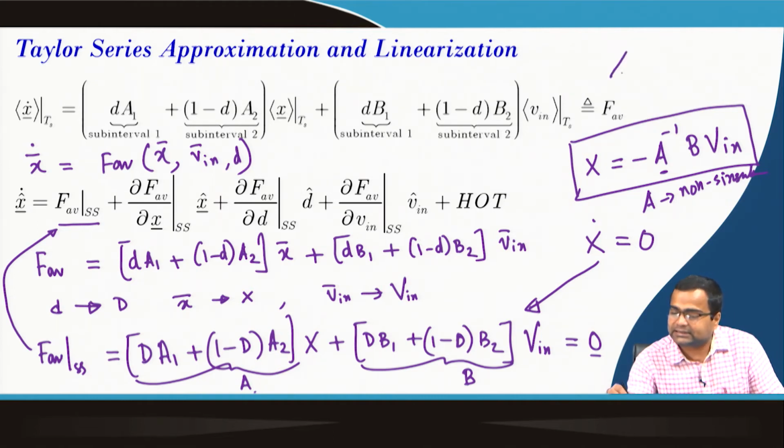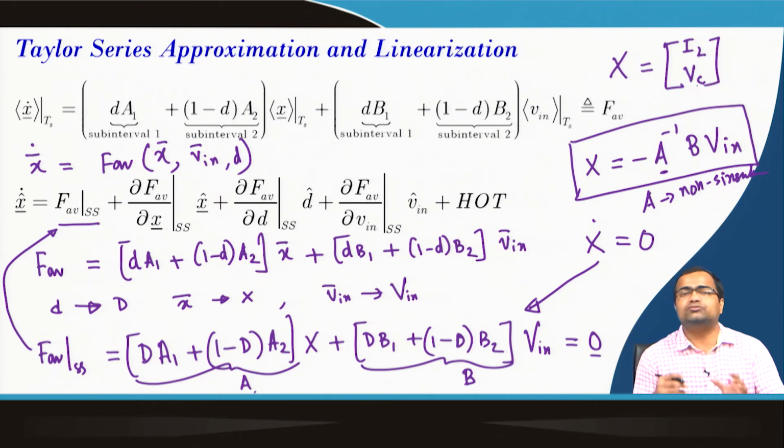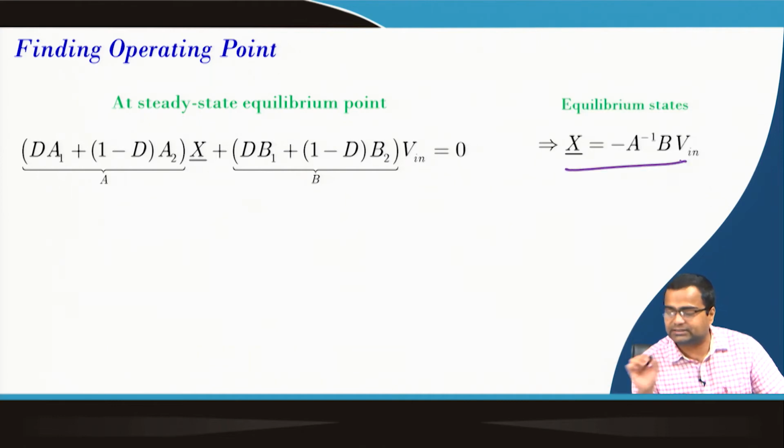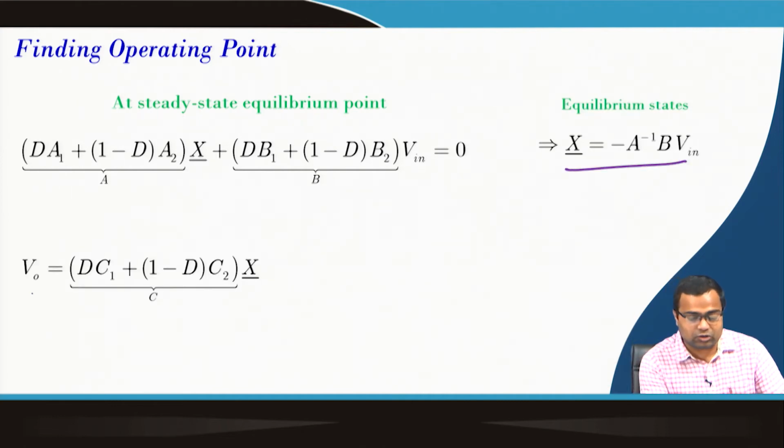That means, what is x? So, x consists of two parts, the average inductor current and the average capacitor voltage. These two can be uniquely characterized by this equation if the A matrix is non-singular. Now, we have to find out, that means I told you, this quantity we can find out by this, and correspondingly we can find out V 0, because we know d into C 1 plus 1 minus d into C 2 into x is the average value. So, you can find out from here what is my average or steady state voltage.